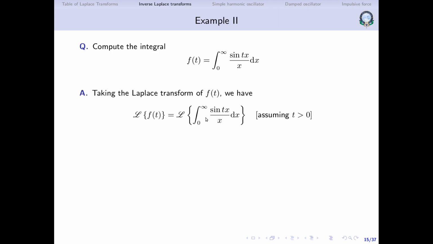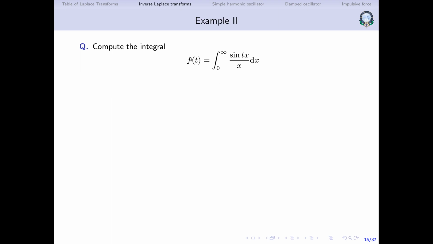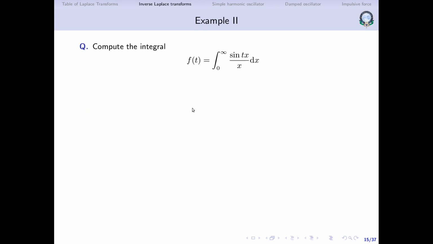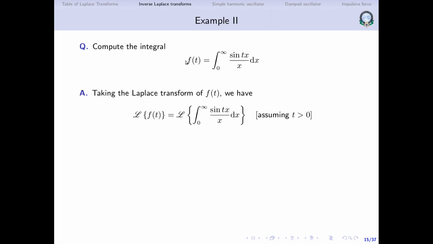So let's proceed here. Step 1 and step 2 we'll do together. We take the Laplace transform of f(t), so the Laplace transform of f(t) is equal to the Laplace transform of this integral. In this case, because we want to find the result for all values of t, we'll just assume for the time being that t is positive. Then we'll see how the answer looks, and then we'll be able to figure out what will happen in the case of negative t and 0 values of t.